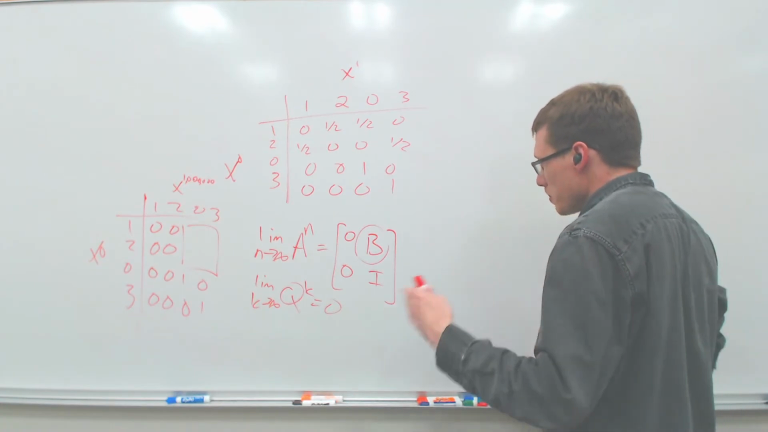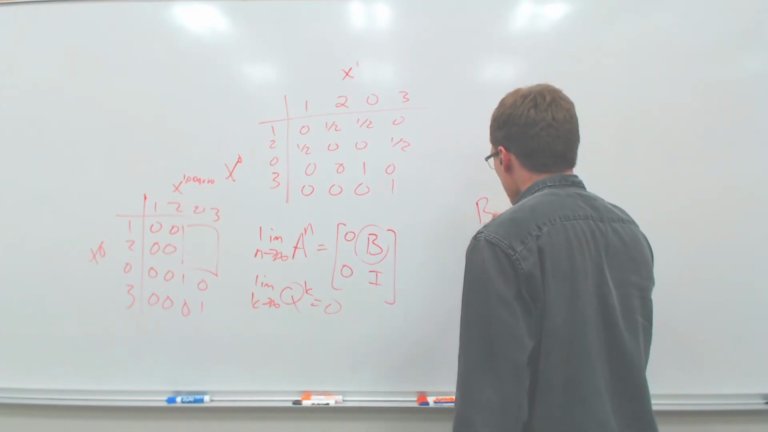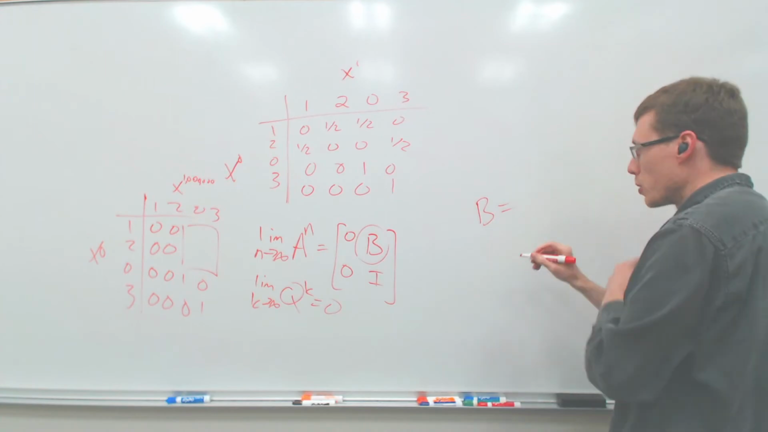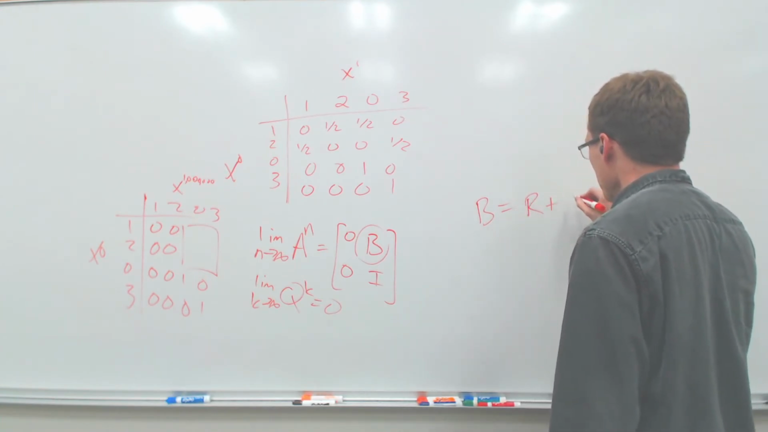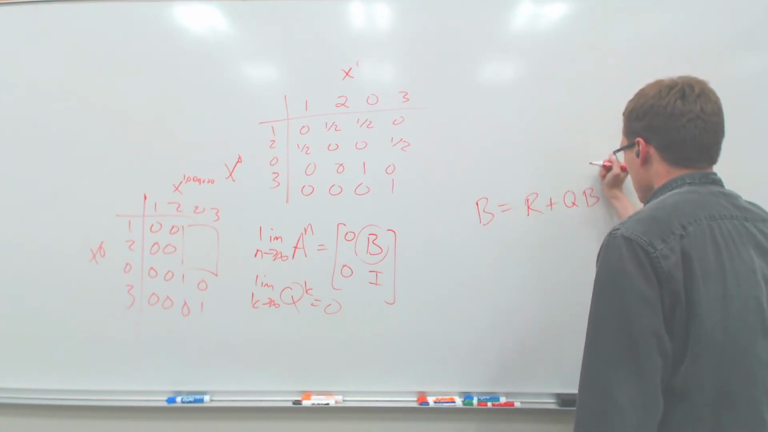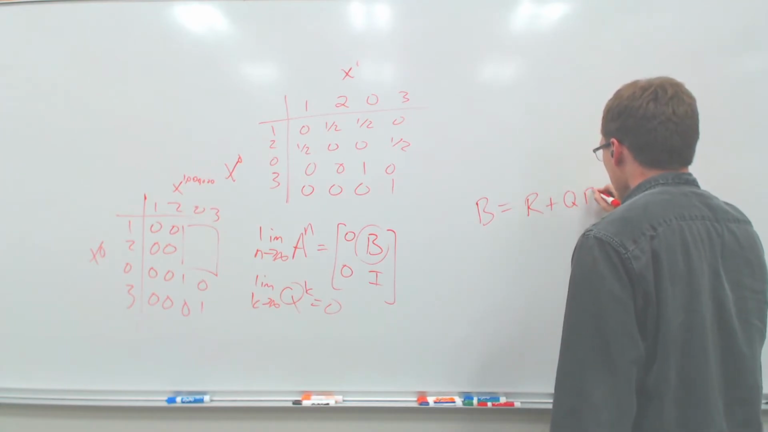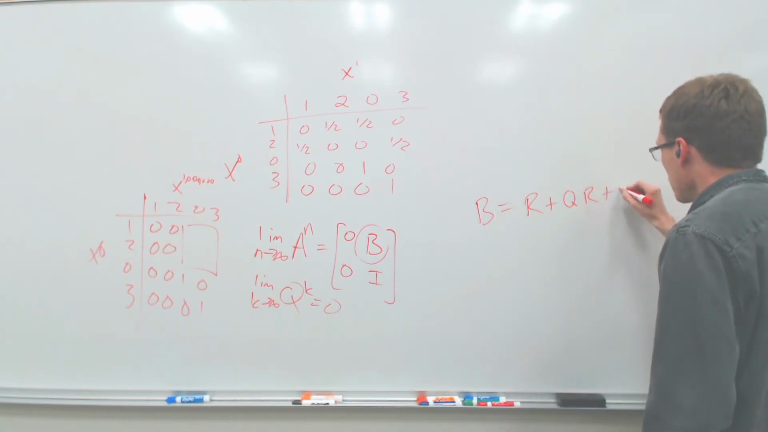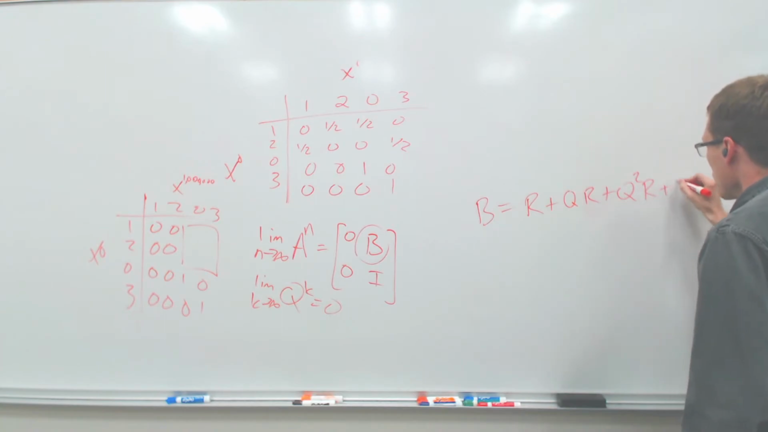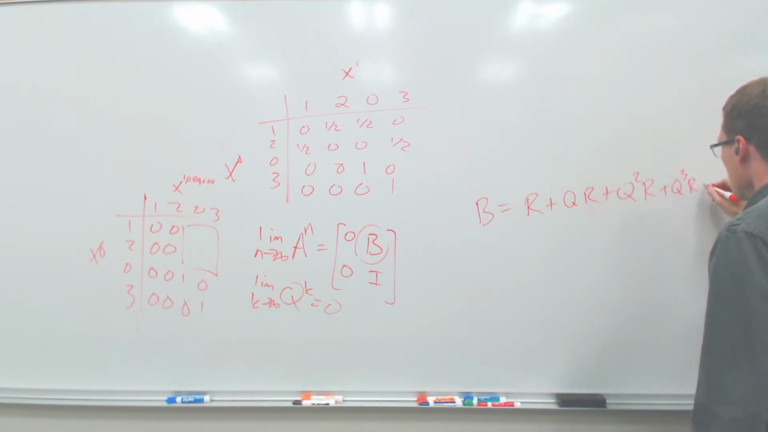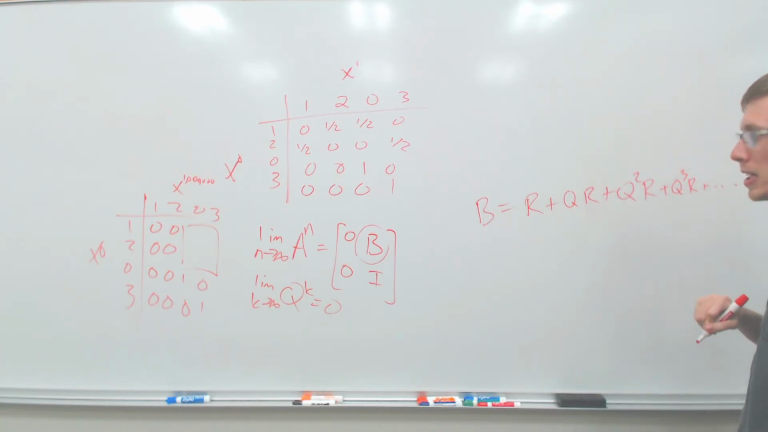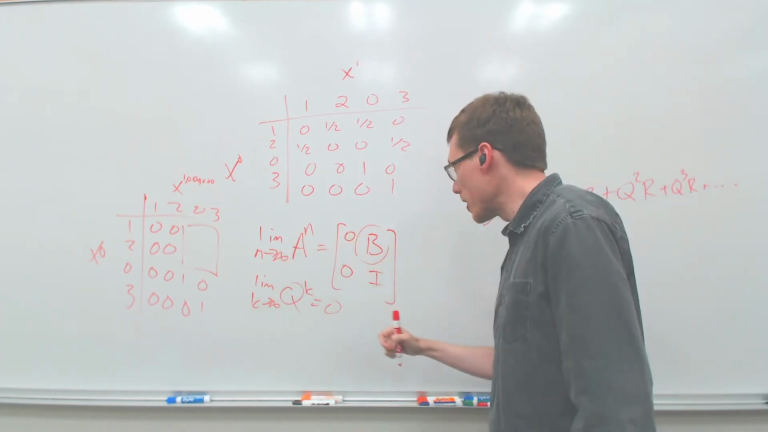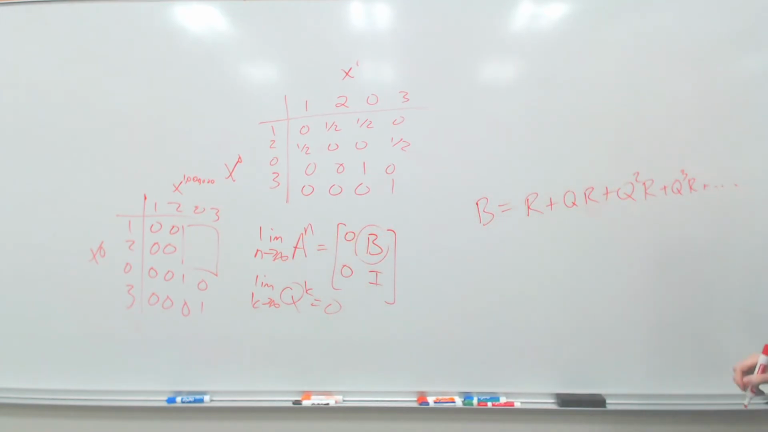I've just erased it, but I'll know it from memory. B is equal to, I'm just going to reverse the order of it. That way it can expand. You get QR. Q squared R plus Q cubed R plus dot, dot, dot, right? If we go off n times towards infinity, this is what we have.